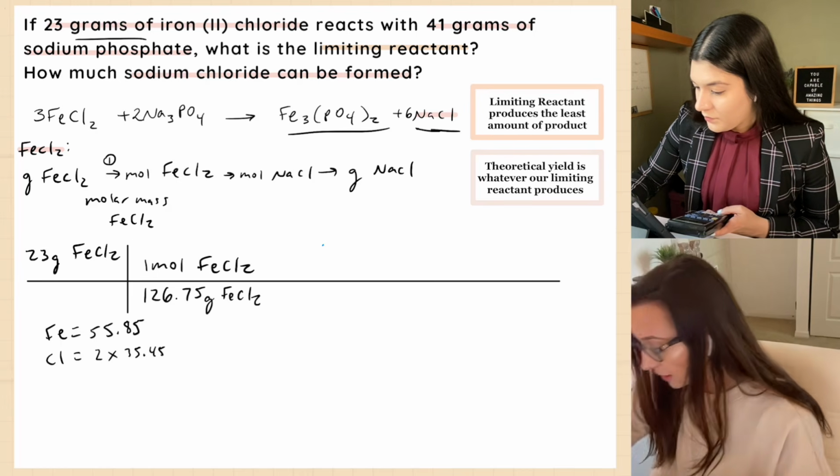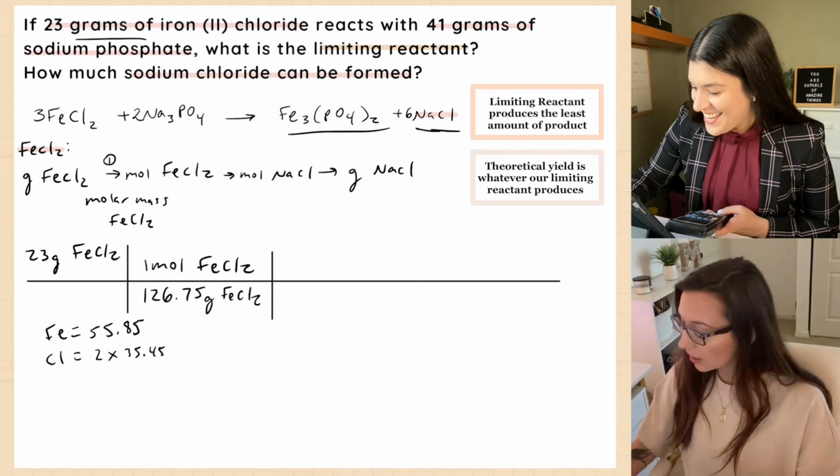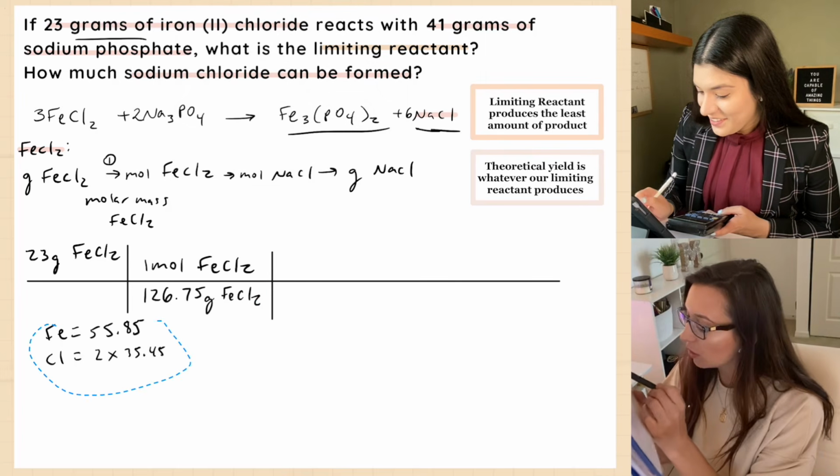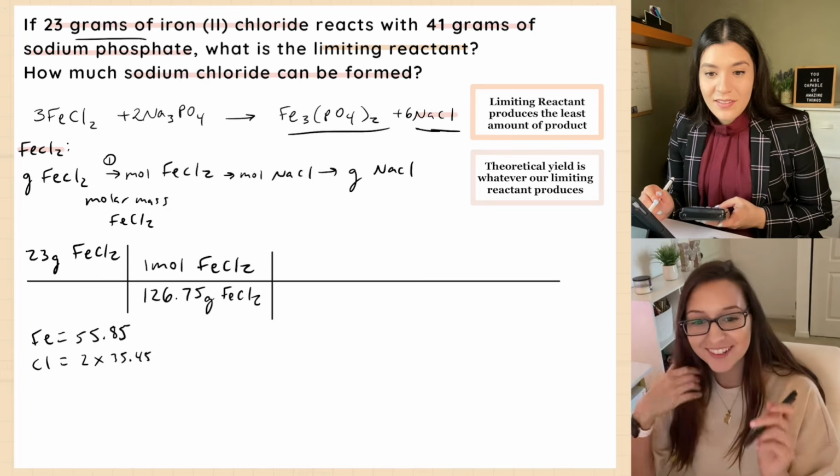I need to get a giant periodic table because whenever I'm looking at the little teeny numbers on this, it's so hard to see. Right.